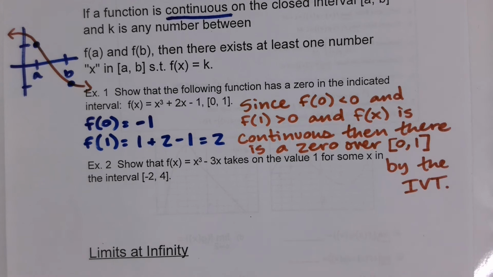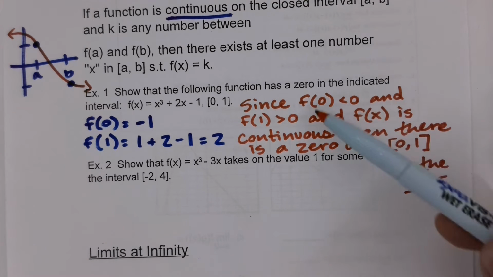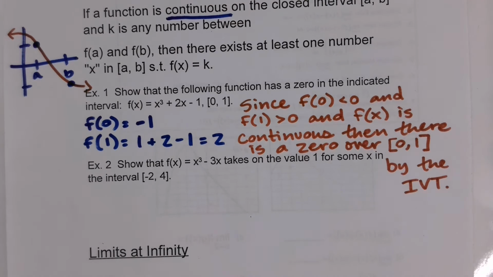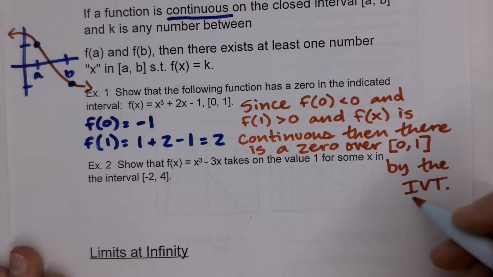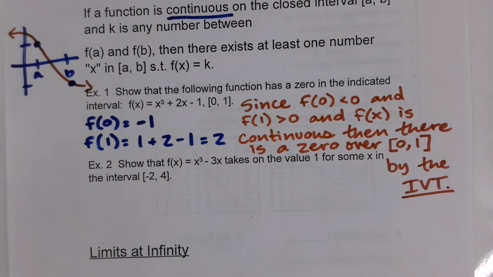You could also say since f of 0 is negative and f of 1 is positive, so you could be a little bit wordier there instead of using symbols. But we do need to say like one's below and one's above the x-axis. So I know by the IVT, and this is important, saying that that's the reason we know it. The intermediate value theorem is important.